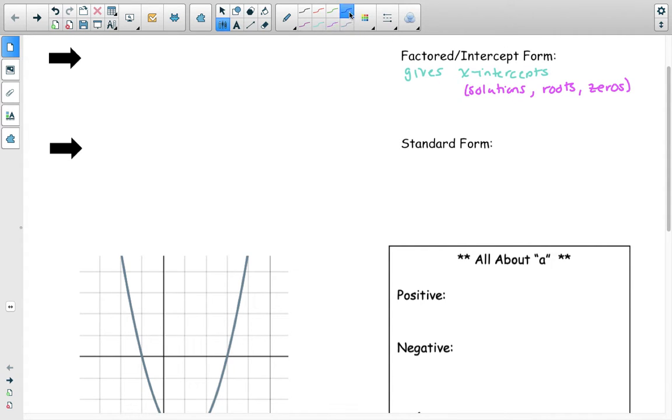So the form that we'll see here is f of x, because that really stands for y. Please remember f of x is another way of saying it's a function of x, is equal to a times x minus m times x minus n. This is factored form because we have a factor times a factor times a coefficient. So in this case, the x-intercepts will actually be given from the factors. Our x-intercepts would be m, 0 and n, 0.